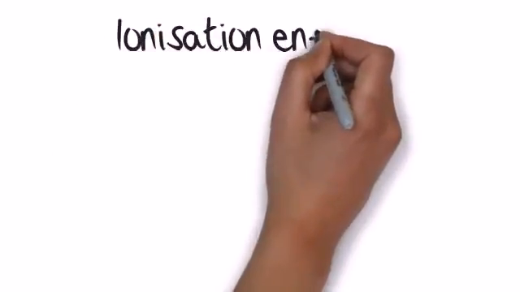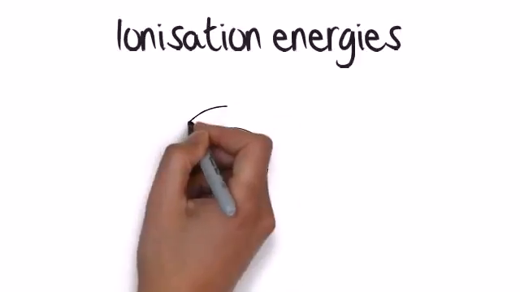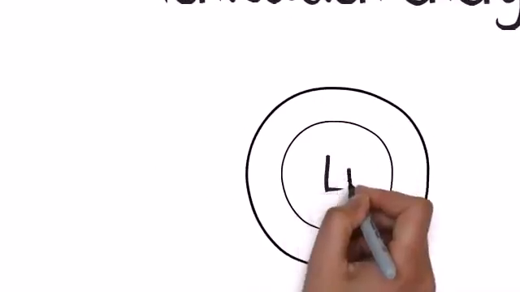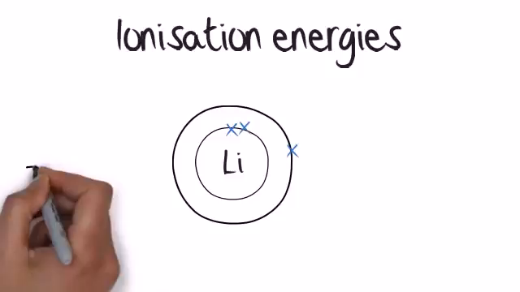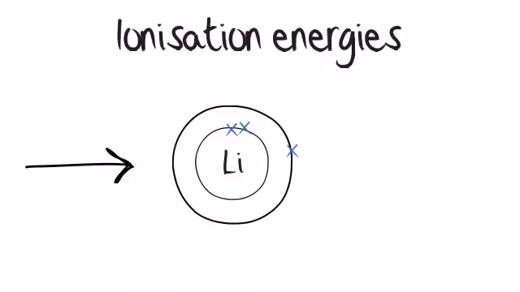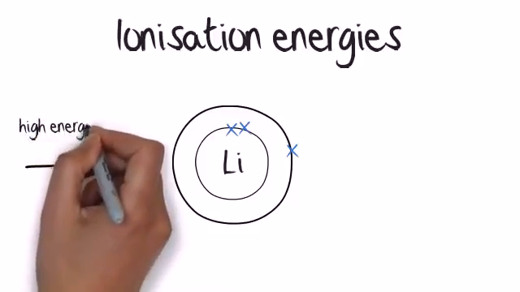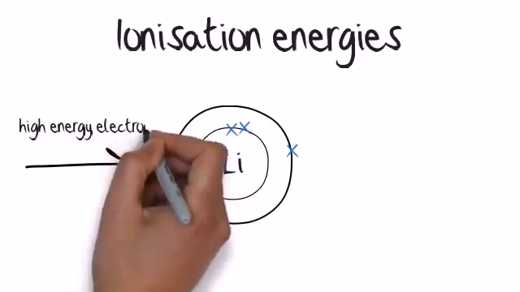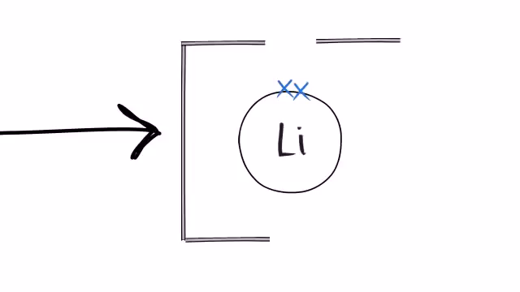Ionisation energies. Data from ionisation energies of atoms gives us important information about energy levels and the electron configurations of atoms. For an atom to be ionised, an electron has to be completely removed from the atom. We can do this by bombarding the atom with high-energy electrons, which removes one of the outermost electrons of an atom. This is an endothermic process, as it requires energy.